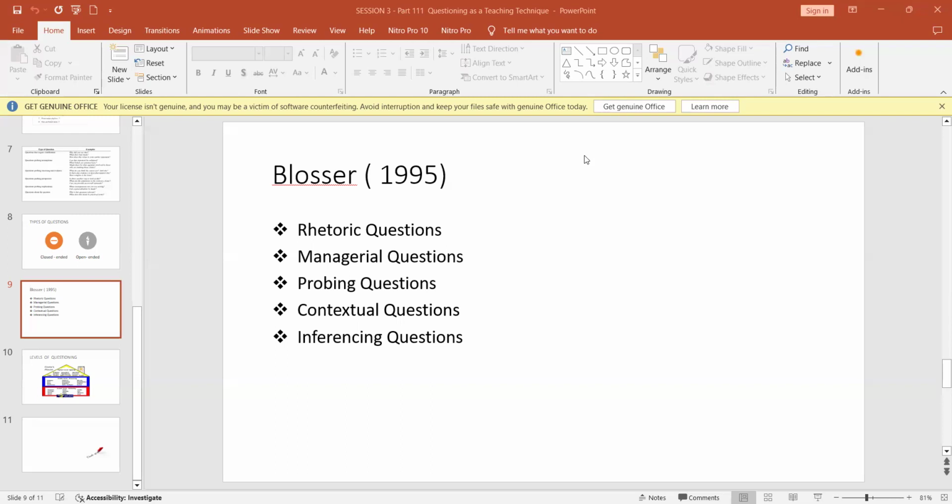Inferencing questions means they are not directly given. They are not directly told to the students. Instead, they have to put two and two together and infer the meaning of the answer.